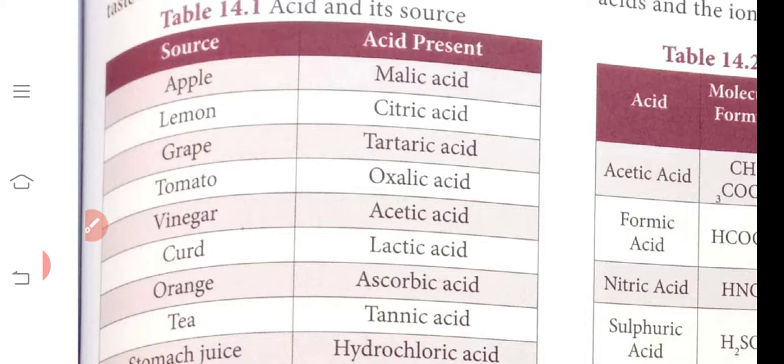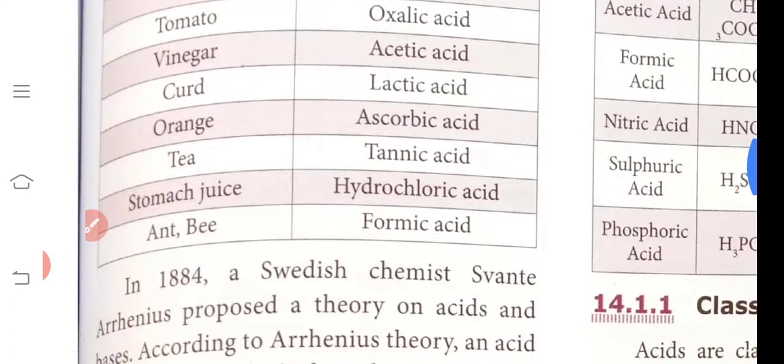Tea, tannic acid. Then the stomach juice, the digestive juice, contains hydrochloric acid. And ant and bee, formic acid. An ant is a small insect. Bee also. So these two, ant and bee, contain formic acid.